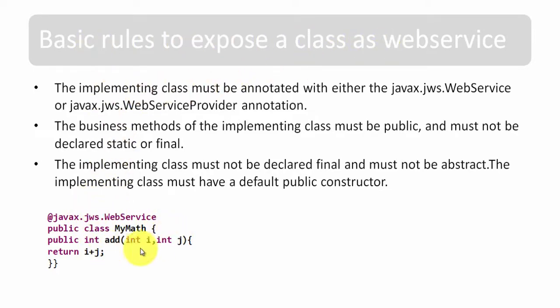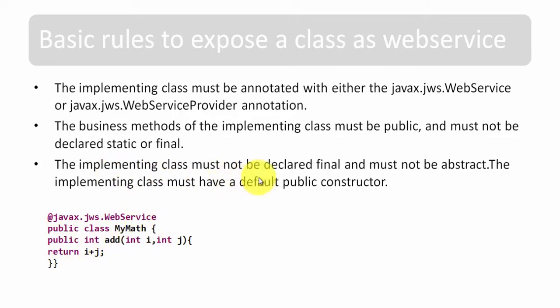The implementing class must be annotated with either the WebService or WebServiceProvider annotation. That's what we have done. The implementing class is annotated with the WebService annotation. The business methods of the implementing class must be public. We have the add method, that is the business method. That method is marked as public and it should not be static or final.